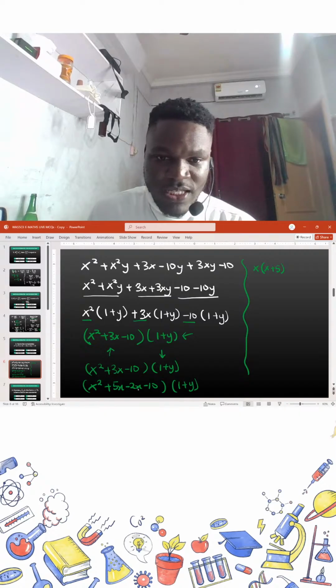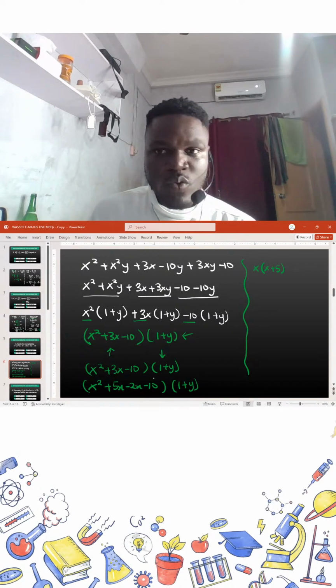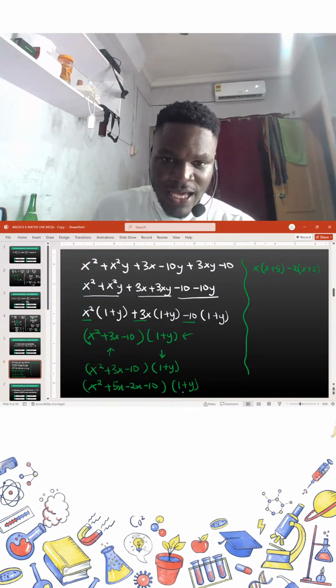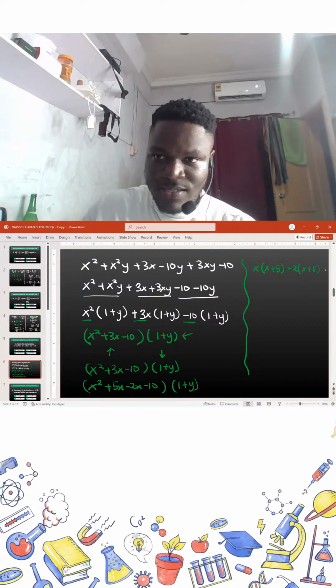And then between negative 2x and negative 10, negative 2 is common. So I'll factor out negative 2. Then I'll be left with x plus 5 inside that as well. And then that will cater for this. And then I add this guy to it. So I still have over here, multiplied by 1 plus y.